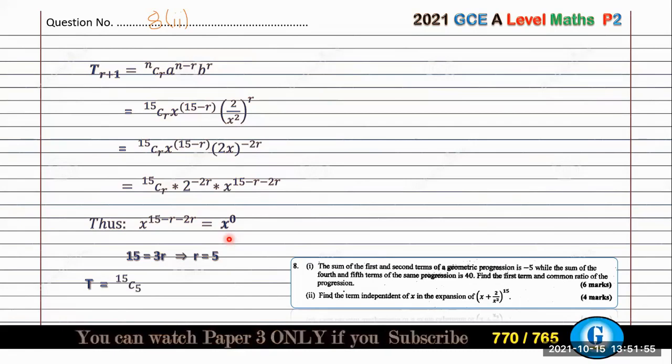So that term will be equal to 15 combination 5 times 2 to the power minus 10. We are not using this x to the power whatever because all of this is equal to 1, right? x to the power 0, which is 1. So this term independent of x will be equal to 15 combination 5 times 2 to the power minus 2 into 5. And this gives us 3003 on 1024. So that is the term independent of x.